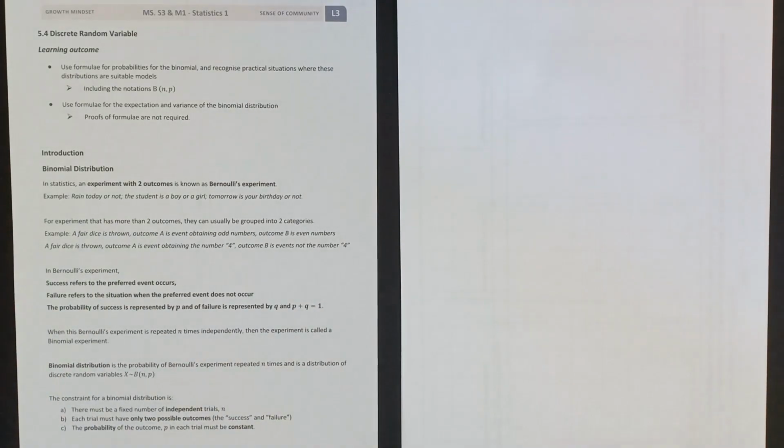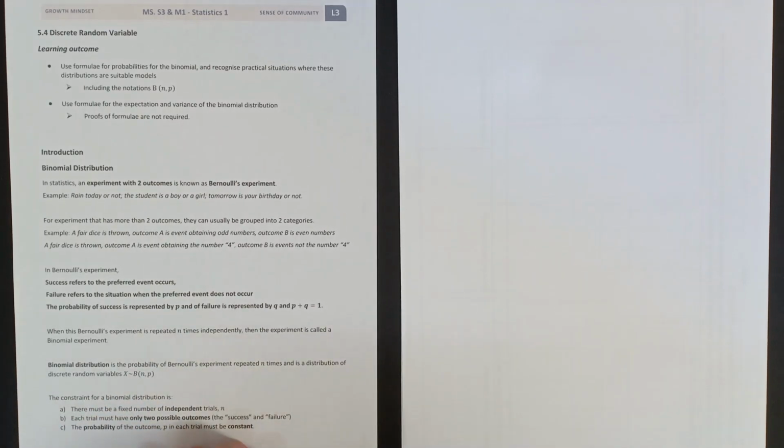Okay, hi everyone. So this will be our third lesson for the chapter Discrete Random Variable. I hope that by this time you have already gone through the previous two lessons, so you know what we are talking about in this lesson.